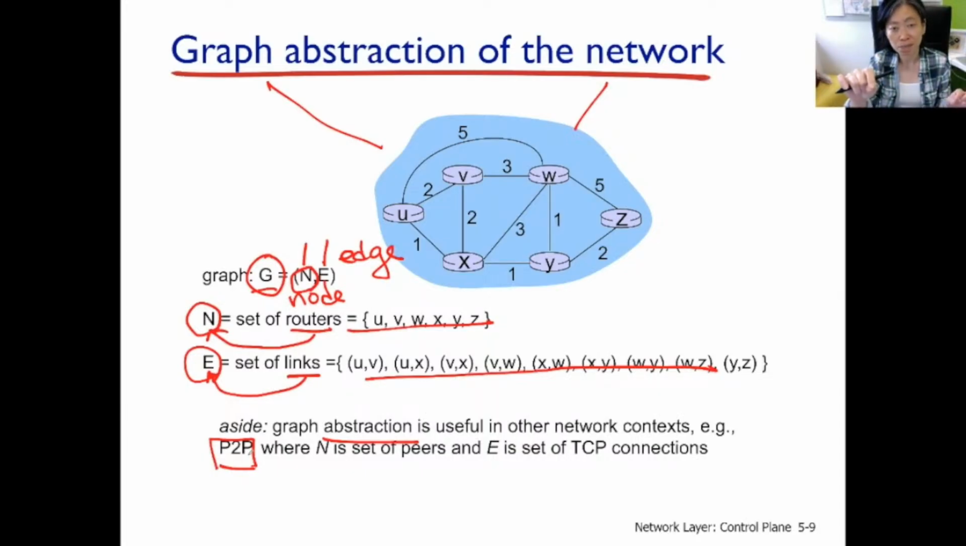P2P communication. If you consider each of these peers as a node, and these TCP or UDP connections connecting the peers as an edge, you also have a graph. You also have a P2P network. And you can also run a routing algorithm on a P2P network, if you think about it.